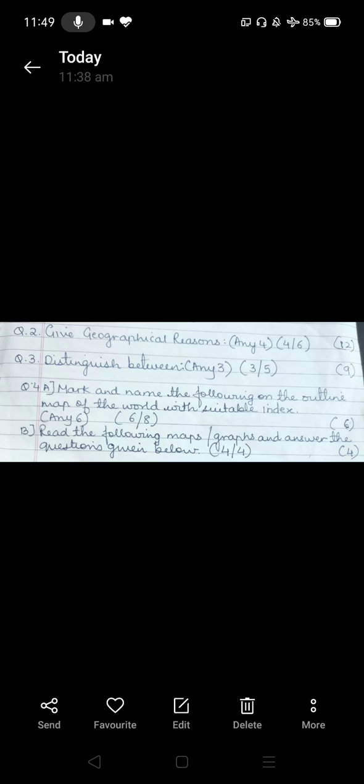B part of question 4 is going to be maps or graphs. So it could be a graph, it could be a map again. There will be 4 questions, 1 mark each, so 4 marks are allotted to that. So I hope I have covered question 2, question 3 and question 4. Question 1 has A, B, C, D. Question 4 is divided into A and B.